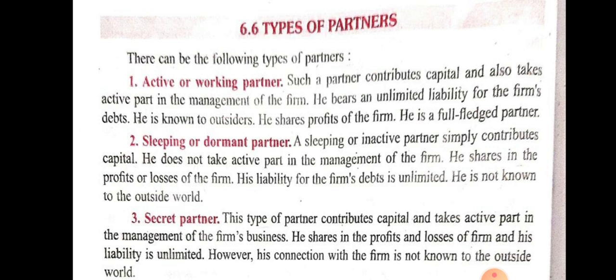Secret partner. This type of partner contributes capital and takes part in the management, and they share profit and loss, and their liability is also unlimited, but they are not known to the outside world. So the sleeping partner also contributes capital, but does not take part in the management. And the secret partner contributes the capital and takes an active part in the management. Both the sleeping and the secret partners are not known to the outside world.